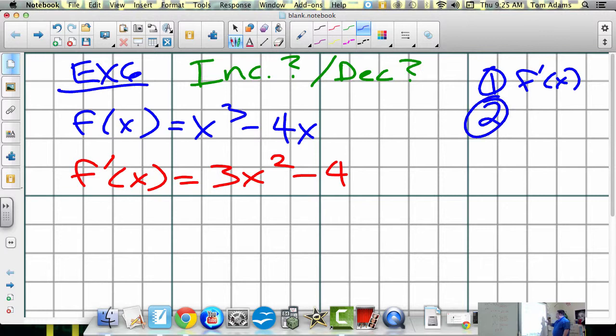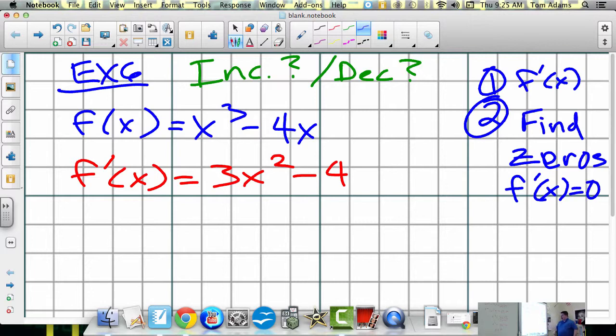Step 2 would be what? Find the zeros. Find the zeros. F prime, in other words, what values of x make f prime equal 0? So I'm going to set this equal to 0.